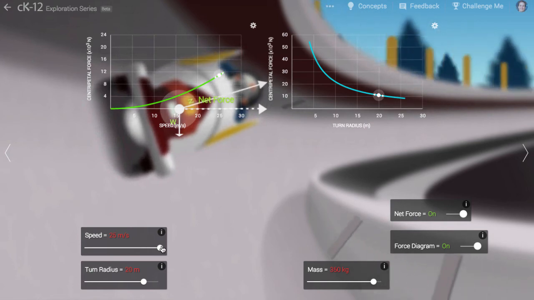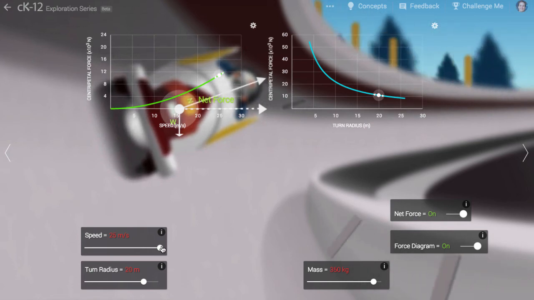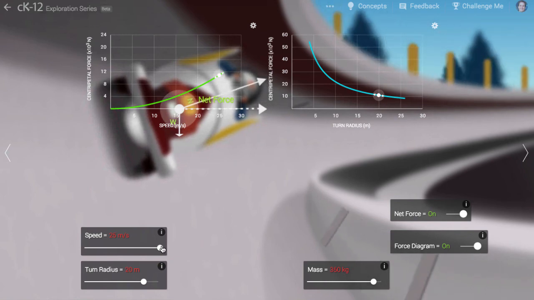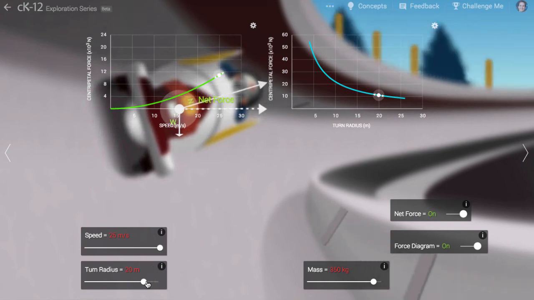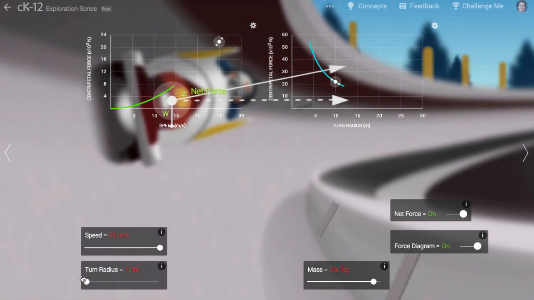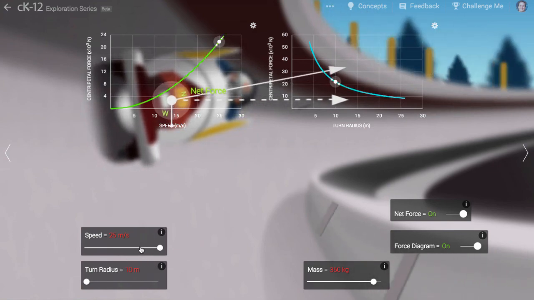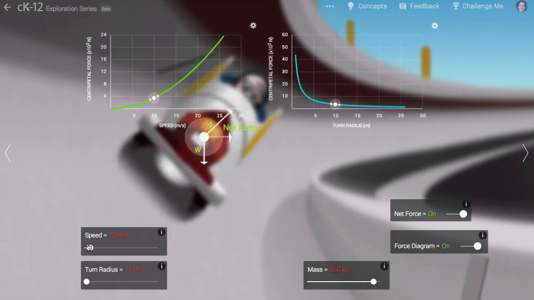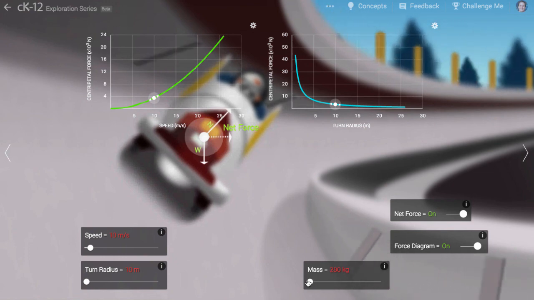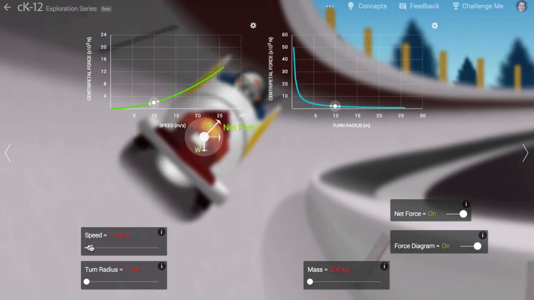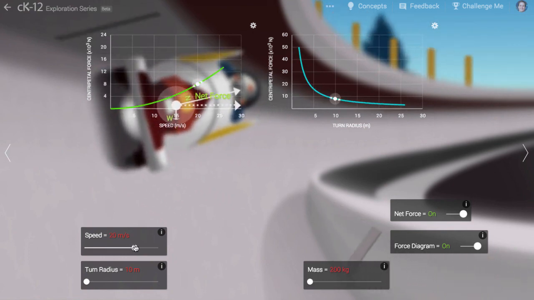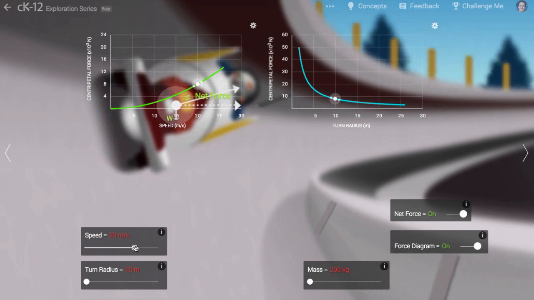At the start of the sim, we asked, what keeps a bobsled on the track? A physicist might turn this question into a more direct one. What forces are acting on the bobsled, and how do they affect its motion? Answer this question, and you've got a solid understanding of centripetal force.